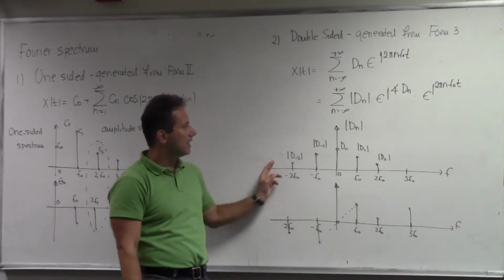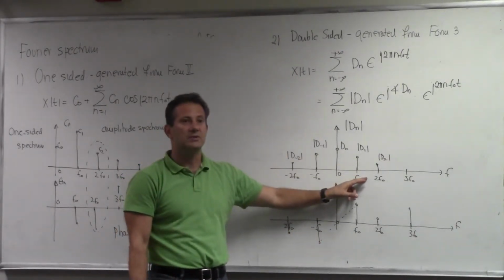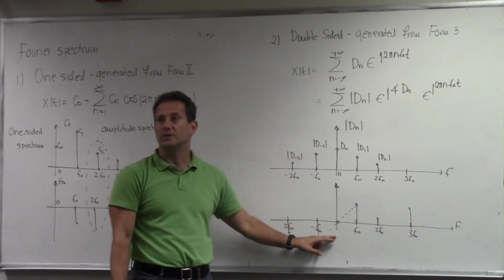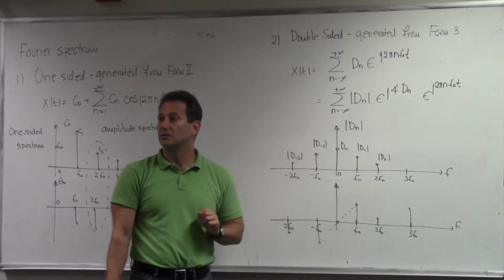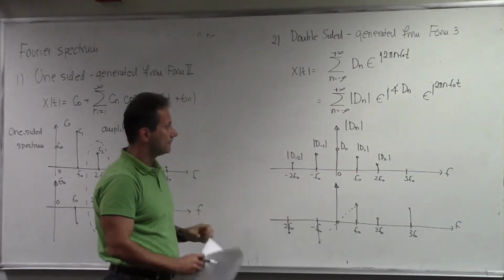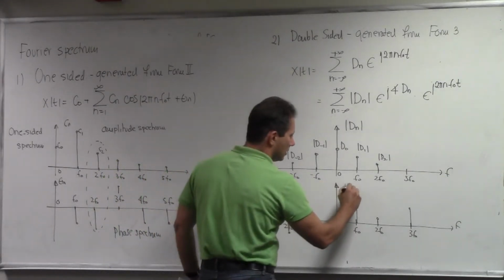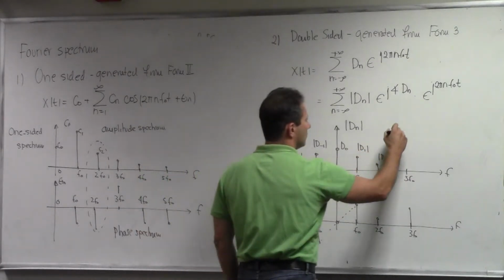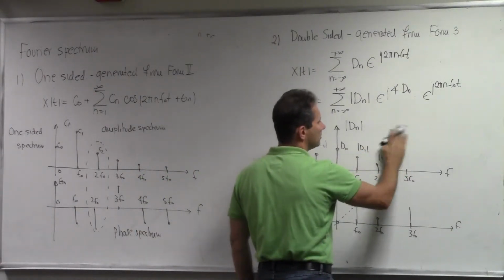So the amplitude spectrum has an even symmetry. The phase spectrum has odd symmetry, provided the signal that you're decomposing is a real signal. Okay, and this is where you draw dn. Again, we call this the magnitude or amplitude spectrum.